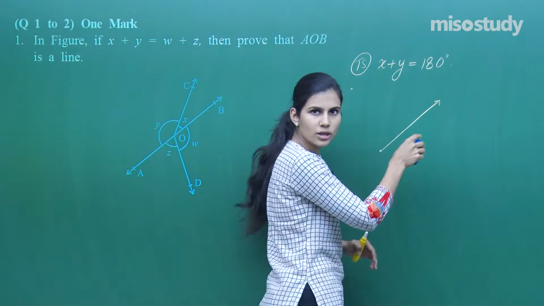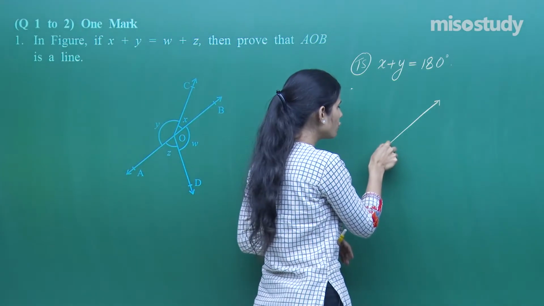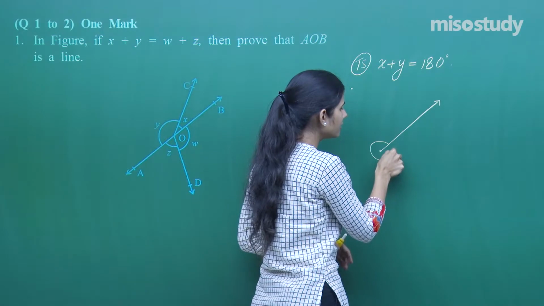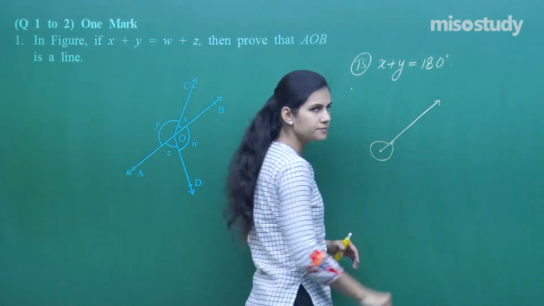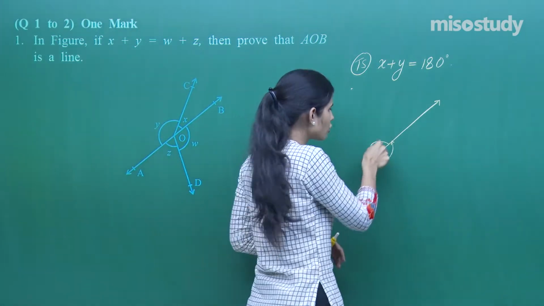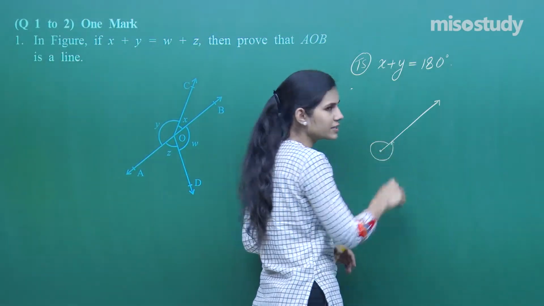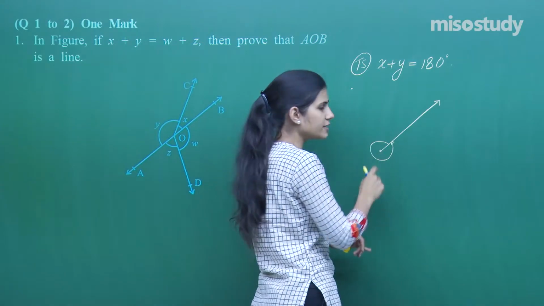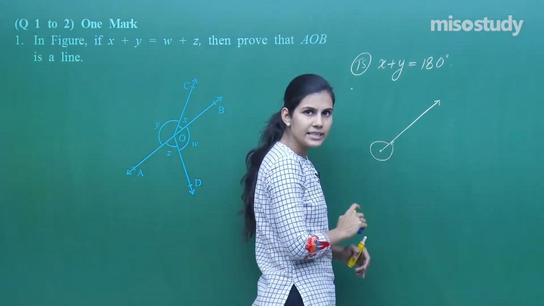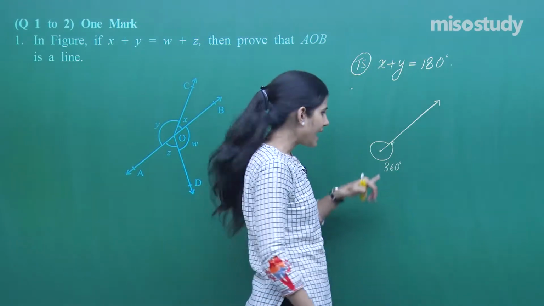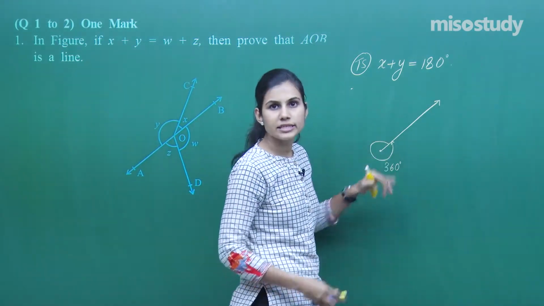Now please try to understand, if this is a point and this is one ray, this is its initial position. Now it is moving, rotating and coming till here. It is not stopping anywhere in between, but the angle which is being produced because of this ray's rotation about this vertex is this complete angle, whose measure is what? 360 degrees, you know this. Angle at a point is 360 degrees.